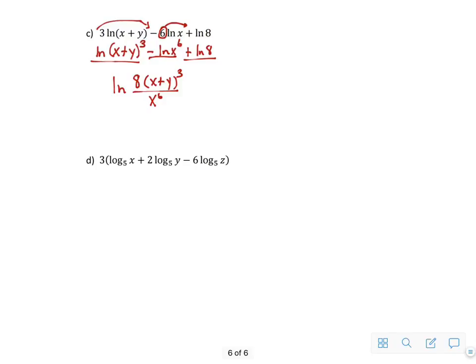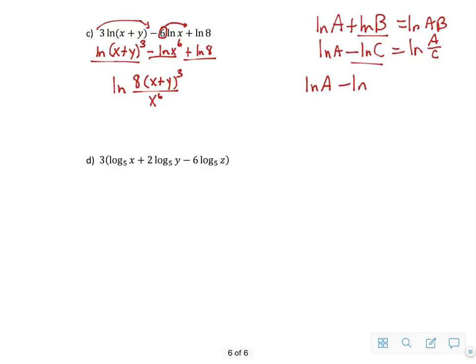So again, remember, if you had natural log of a plus natural log of b, that's natural log of a times b. If you had natural log of a minus natural log of c, that's when you get natural log of a over c. So if I had both of those in there, like natural log of a minus natural log of c plus natural log of b, that's where I get natural log of a times b on top and c on bottom. It's exactly how we got that answer right there.